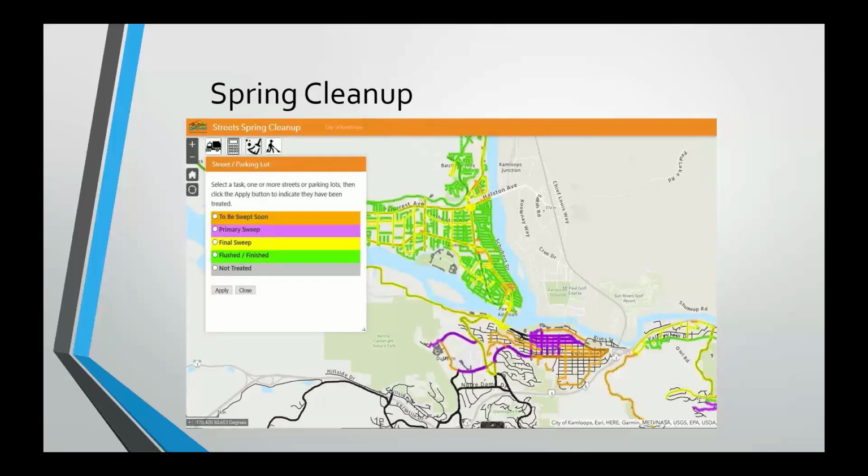This interface shows the street sweeping data and associated dialog. Map colors indicate which streets are to be swept soon, the ones that have had their primary sweep, the ones that have had their second and final sweep, and the ones that have been flushed and are now considered finished. We flush all streets that get pavement paint to help with the painting process.